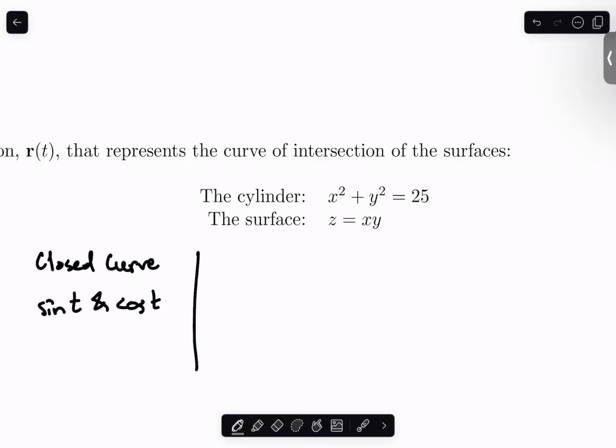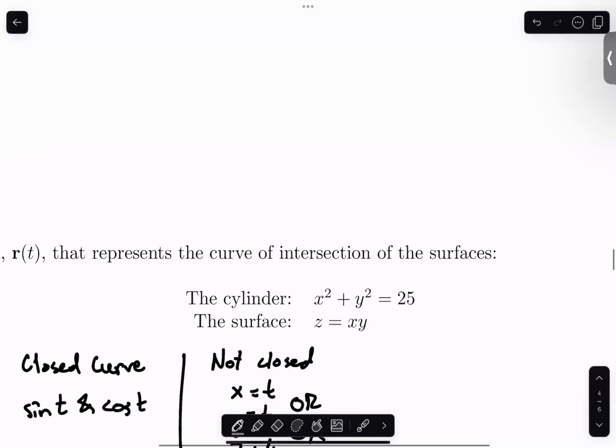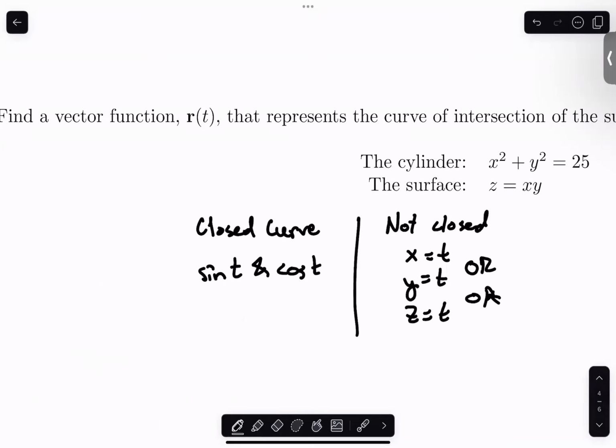And if it's not a closed curve, I guess you could say an open curve, then you should try either x equals t, or y equals t, or z equals t. So this was the method that we talked about in class.